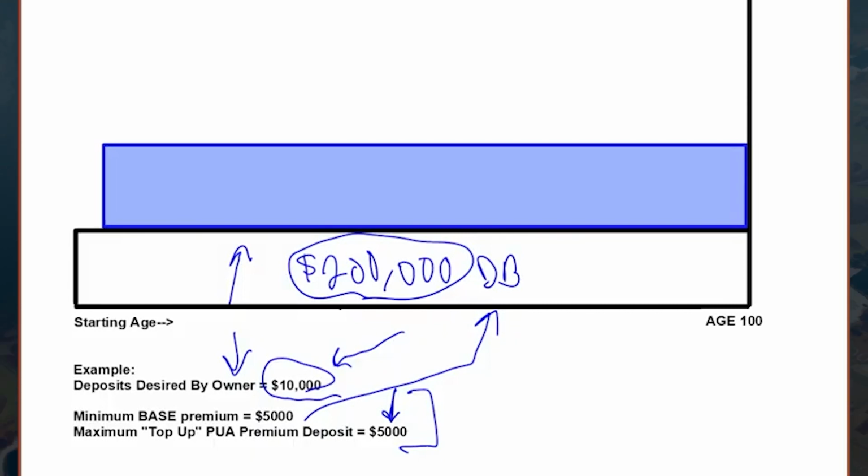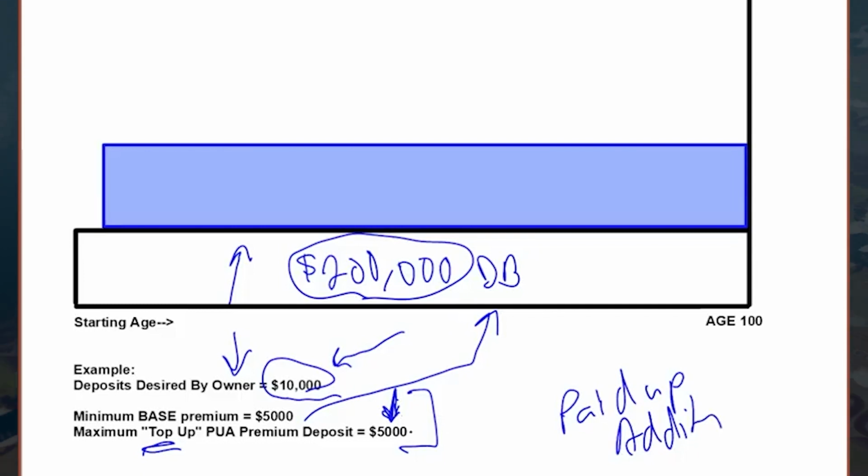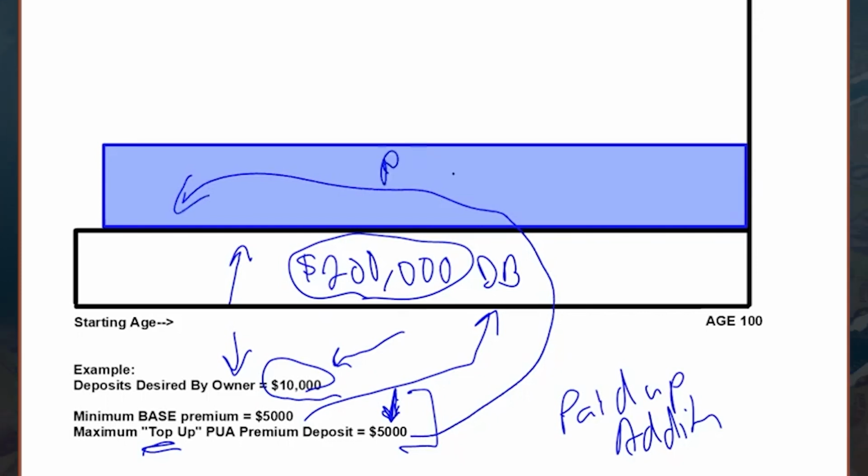Okay, very simple. And then we have an additional value here. I'm going to call it the top up, or the PUA premium, paid up additions. Again, PUA stands for those paid up additions that are available on the contract. Now that's going to go automatically up here, and it's going to buy a brand new chunk of death benefit called a paid up addition.